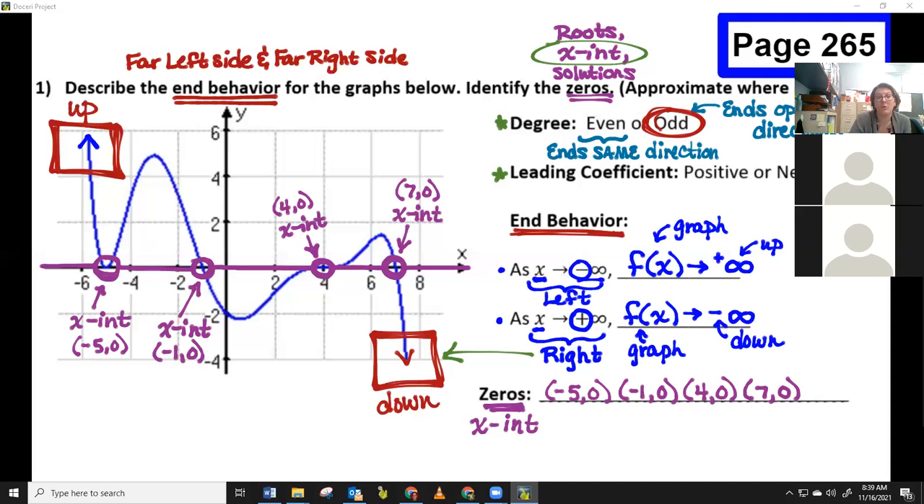For the leading coefficient, I'm still looking at the ends, but I only care about one of them. And I only ever care about one of them for the leading coefficient. We look at the right end only.